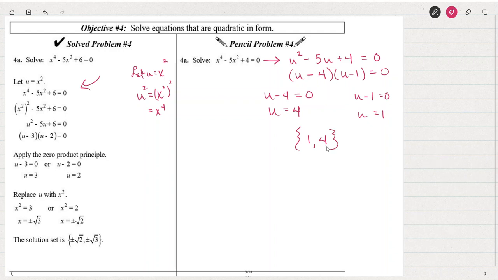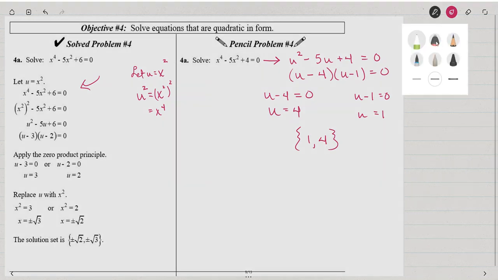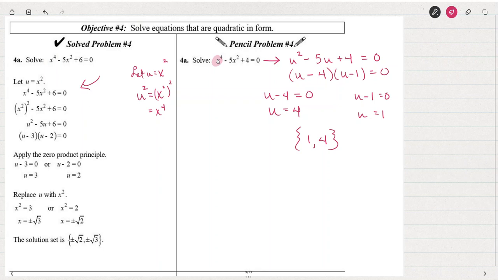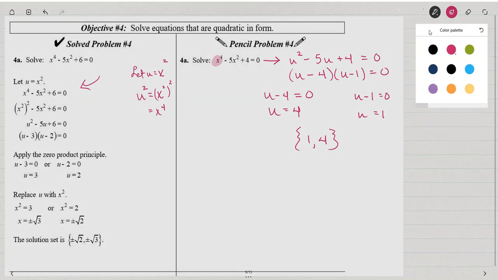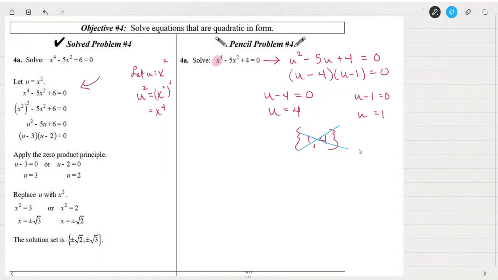But wait, that can be deceiving, can't it? Because what did this question ask us to solve for? For x. So don't be too quick to box your answer and call it done. We need to take these u's, the 4 and 1, and go back to our substitution.